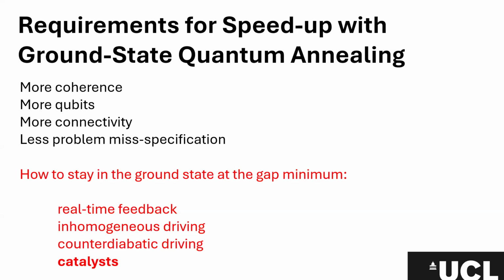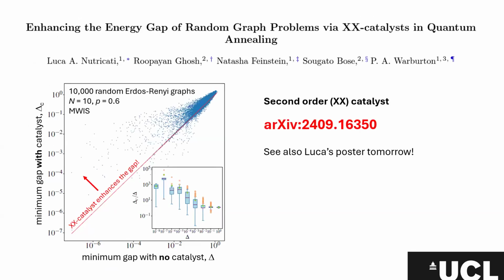And in particular, how do you stay in the ground state as your system traverses through the gap minimum, or equivalently at the phase transition? And there are various suggestions for doing this. I quite like the idea of real-time feedback, but that's very difficult to achieve on these timescales. You might try inhomogeneous driving or counter-diabatic driving. What I'm going to talk to you today about is the use of catalysts to get you through this gap minimum. So as I said, there's been a number of different flavors of this work in my research group.